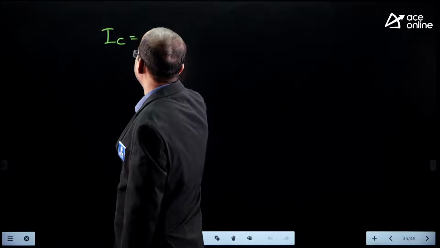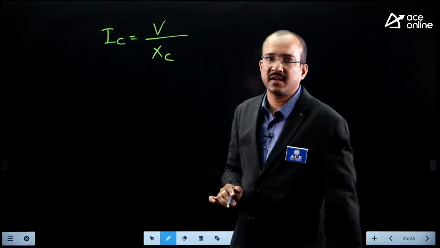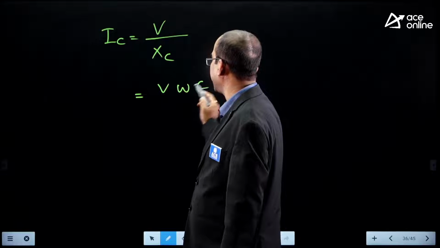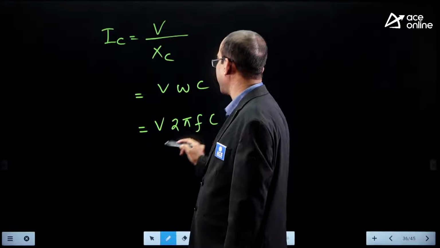So how do you calculate the charging current? IC is equal to V by XC. IC is equal to what? V by XC. That is V into omega into C. That is V into, omega value is what? 2 pi f into C.